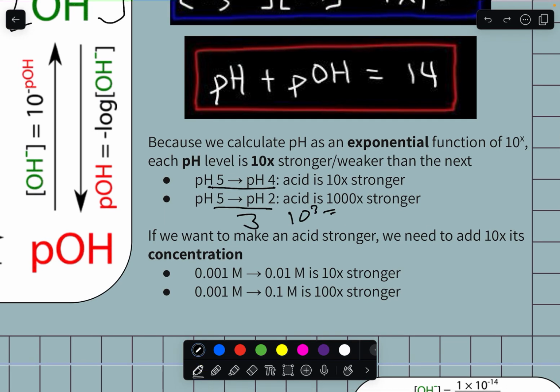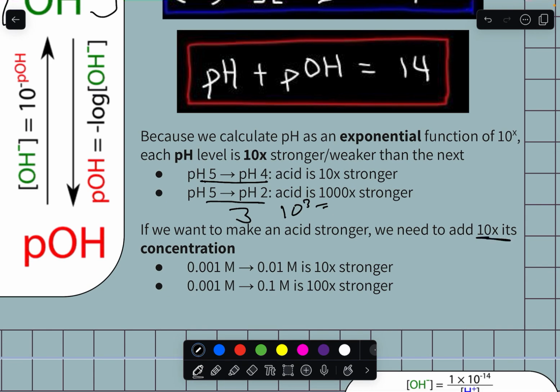For a concentration, it's just a 10 times scale. It's not exponential. So if you change the concentration by 10 times, if you make it 10 times stronger, so from 0.001 to 0.01, it's 10 times stronger there.